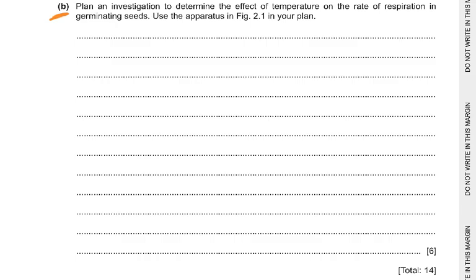Then it says part B, plan an investigation to determine the effect of temperature on the rate of respiration in germinating seeds. Use the apparatus in figure 2.1 in your plan. So if they ask you to use this apparatus, please look at figure 2.1 and then talk about this apparatus. Now, what are we going to do? At least three different temperatures below 70. So you said 35, 40, 45, 50, 55. I say use five temperatures. Use a water bath to maintain the temperature. Then give time for the apparatus to come to the temperature before taking the measurements.